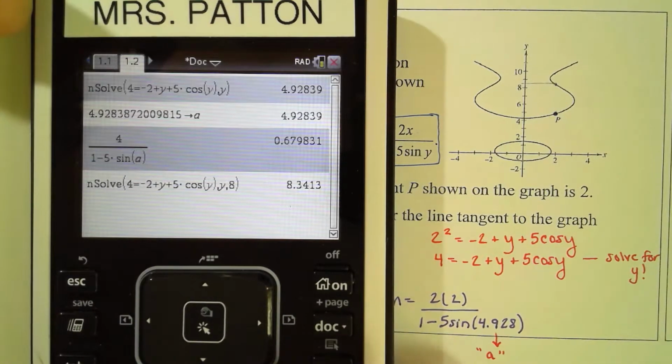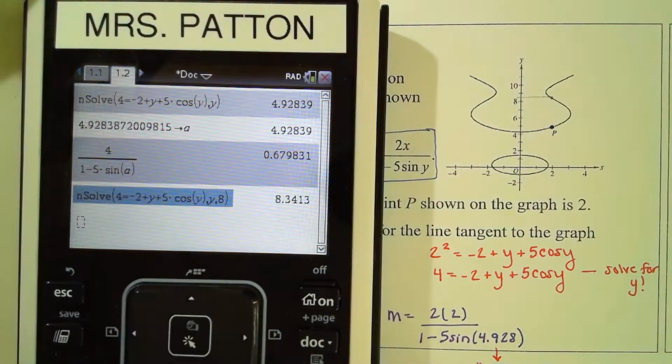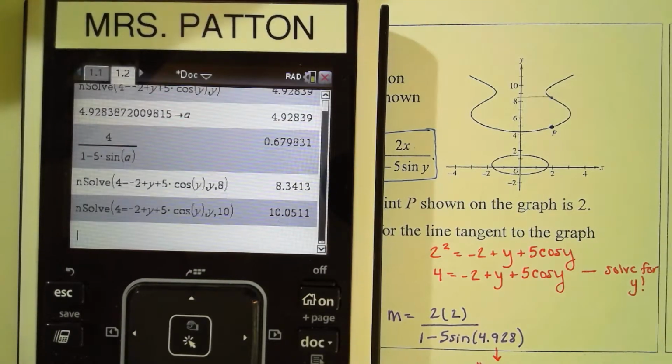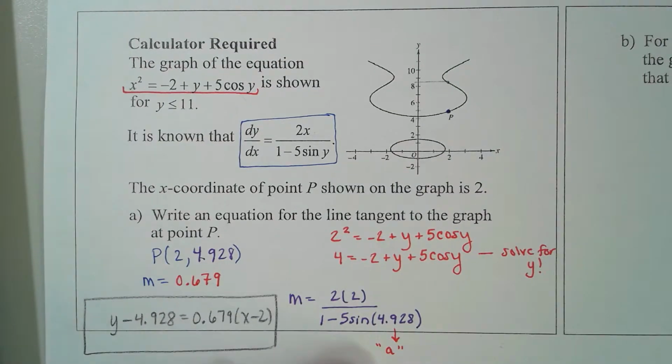If I knew it was that third point up there, which looks like it's closer to, say, 10, I could have used the solver and then put in a 10, and it gives me my y value there. So just because it spit out the first number that we wanted doesn't mean we can't go find the other ones. Okay?